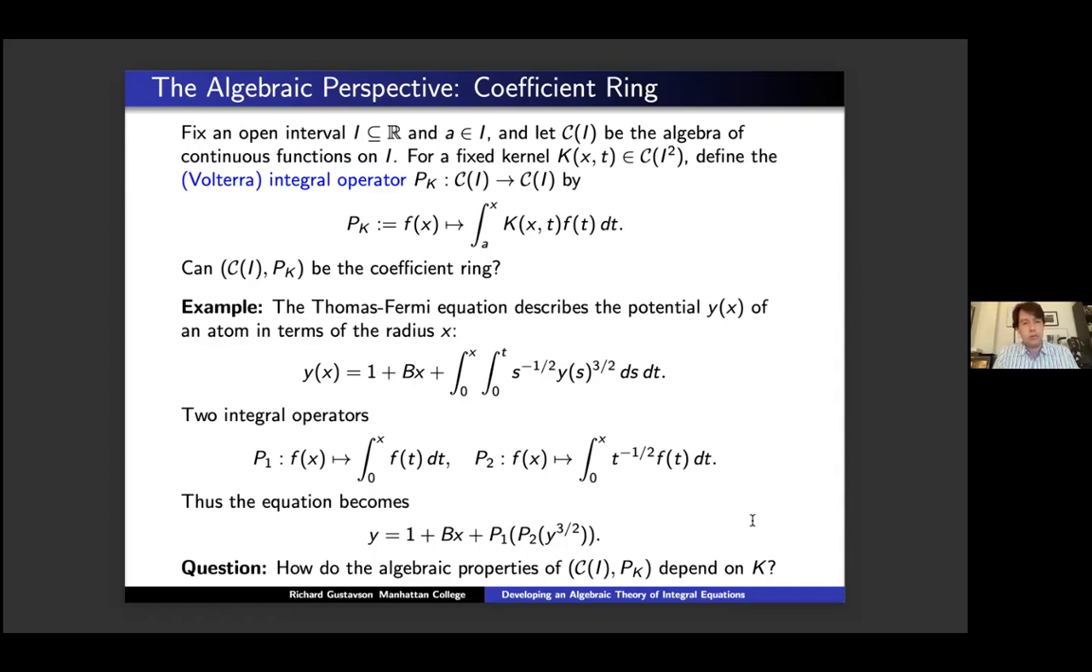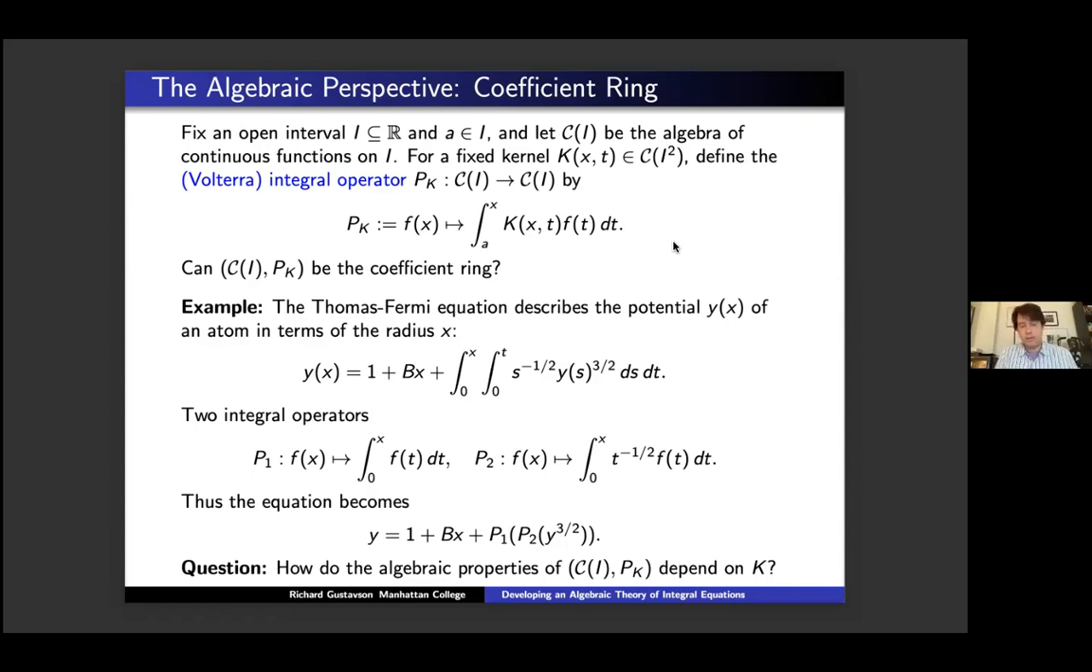C of I is the algebra of continuous functions on I. And if we fix a kernel, let's assume for now that this kernel is continuous in both x and t, then we can define the Volterra integral operator that sends a continuous function f to this Volterra integral here, where a and x are our limits of integration, and we're multiplying by the kernel. So maybe this should be the coefficient ring.